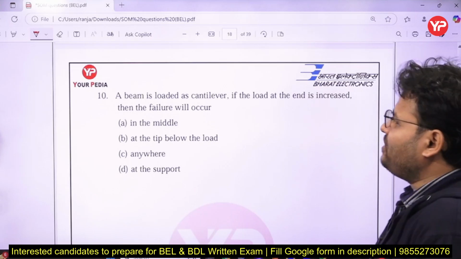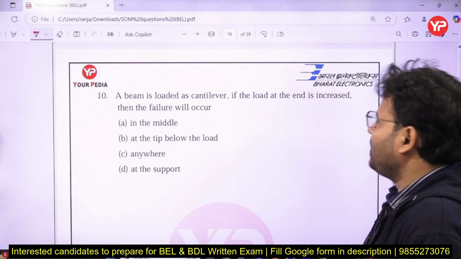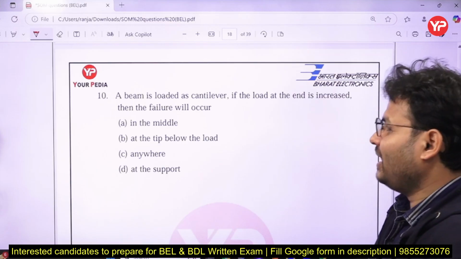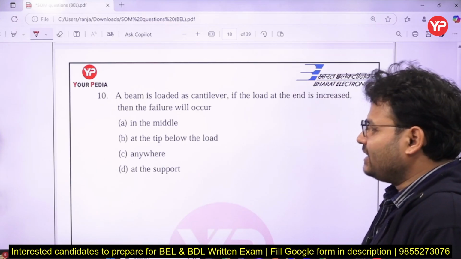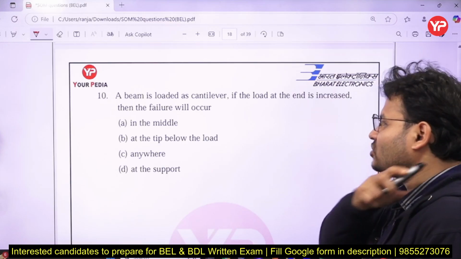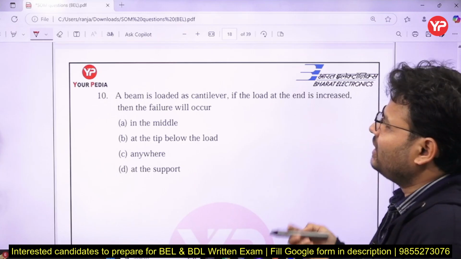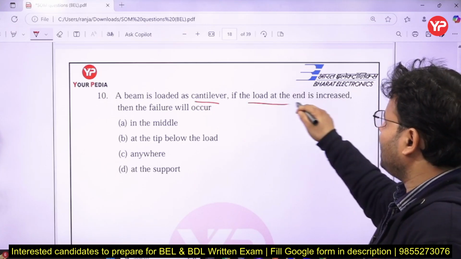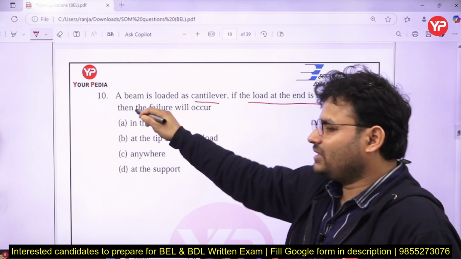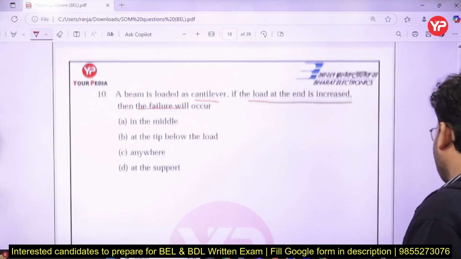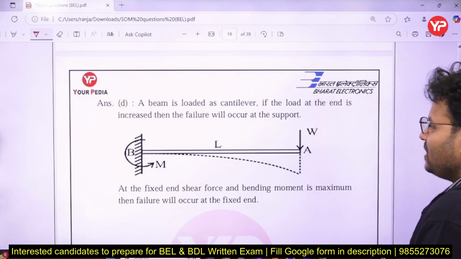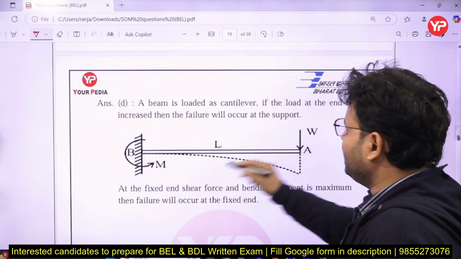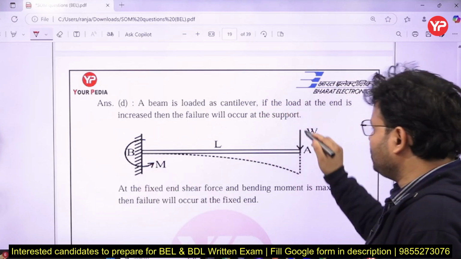Next question: a beam is loaded as a cantilever. If the load at the end is increased, then the failure will occur in the middle, at the tip, below the load, anywhere, or at the support. The beam is a cantilever. If the load at the end is increased, then which type of failure takes place, my dear friends? Suppose this is your cantilever beam. Here it is fixed, and you are going to increase the load.